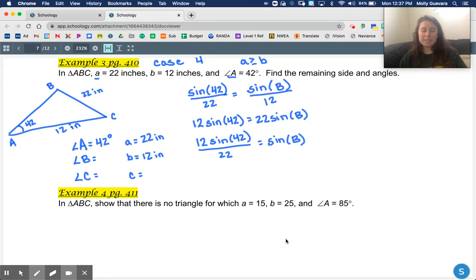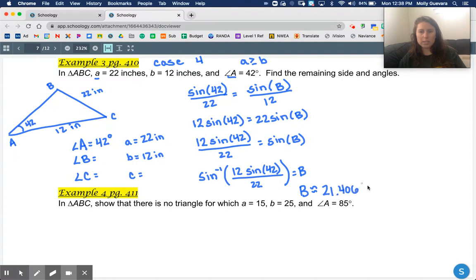But I want the B by itself, so I have to take the sine inverse. So the sine inverse of 12 sine 42 over 22 equals B. And so what I'm going to get here is that B, and make sure you're in degrees, right? B is about 21.406 degrees. And so what that does is I'm going to end up saving this.